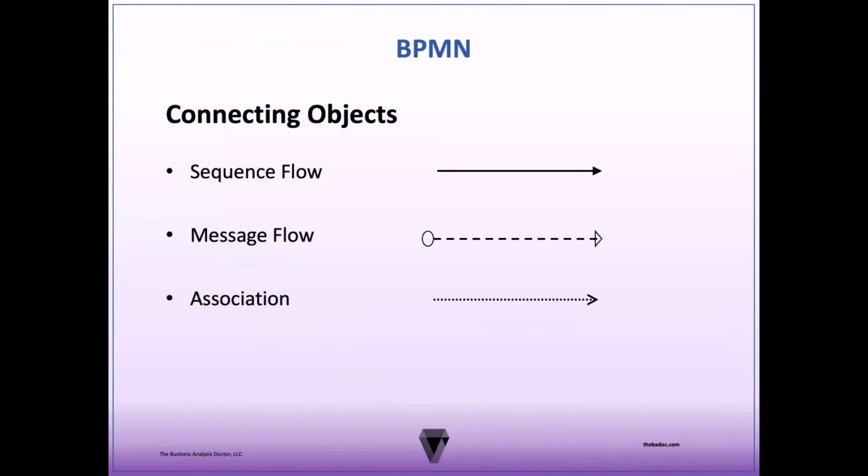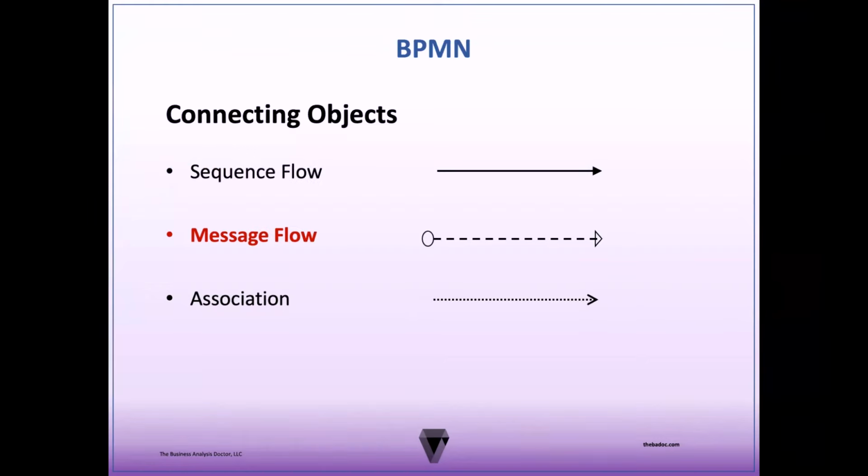Now let's shift our focus to connecting objects. This includes sequence flow, message flow, and associations. A sequence flow is used to show the order that activities will be performed in a process. A sequence flow is drawn as a single line with a solid arrowhead at the end.